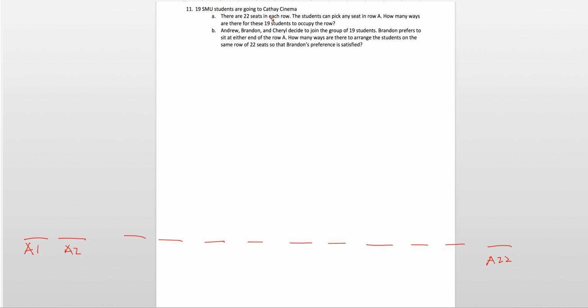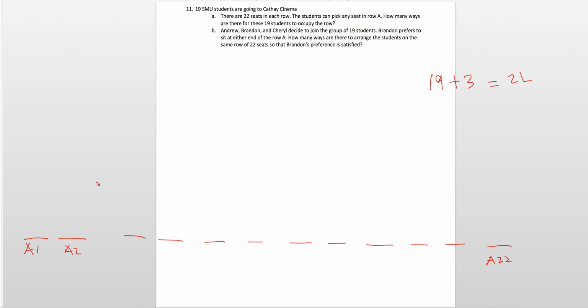Now in total, how many students are there? There are 19 plus the 3 students, A, B, and C. So 19 plus the 3 new students. Now there are going to be 22 students, so we expect all the seats here to be taken. Except that Brandon prefers to sit at either end of the row A, which means that either Brandon is here or Brandon is here. So there are 2 possibilities for Brandon.